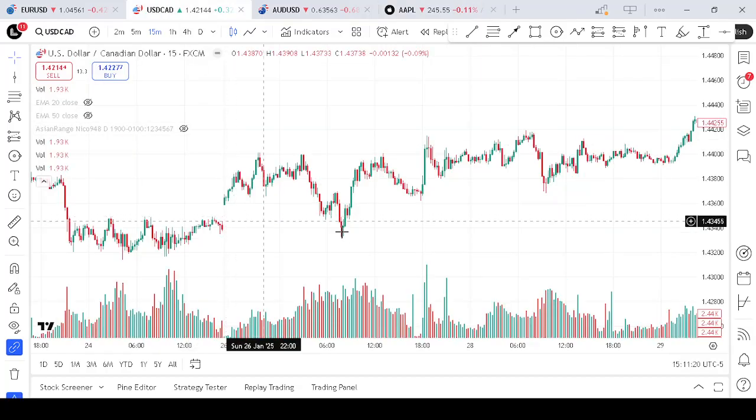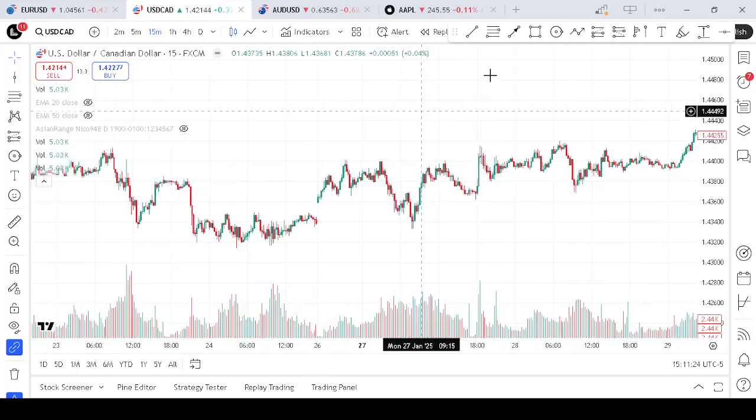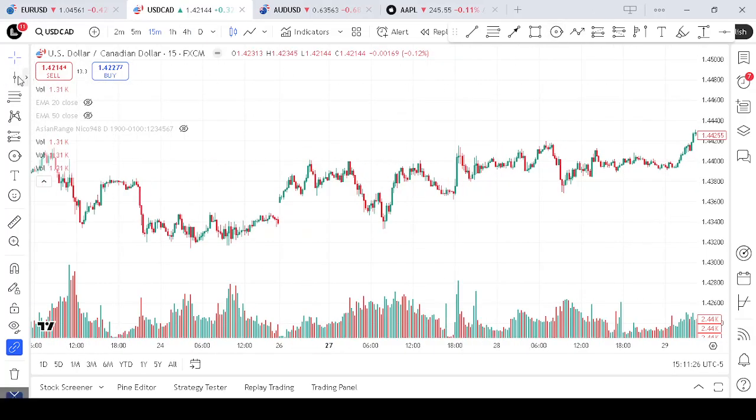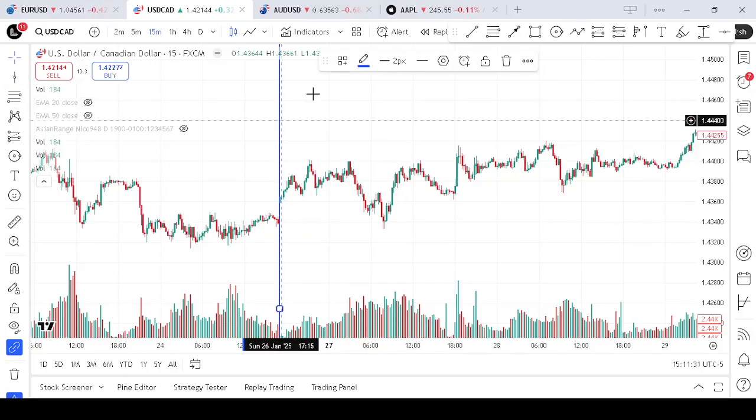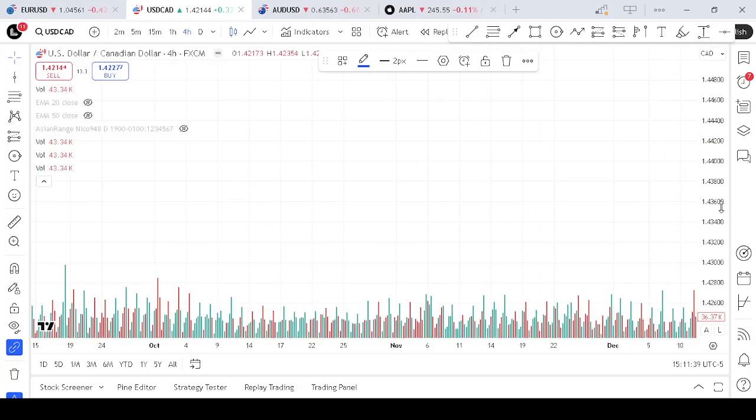Now, going with the bullish example, first of all, we would have to check the trend of the market. We'll check the trend of the market from the higher time frame. We'll mark this area here. We'll go to the 15 minutes or the 1 hour at the higher time frame to see the trend of the market.